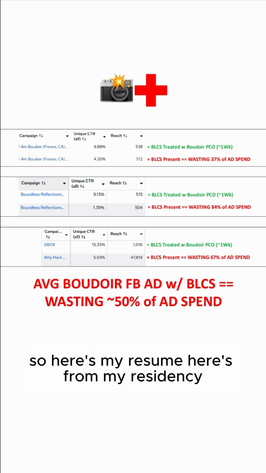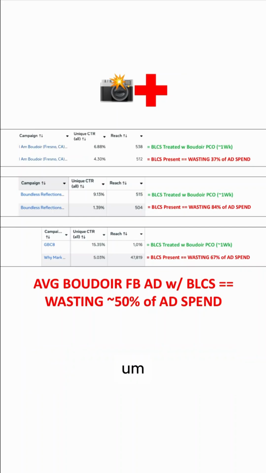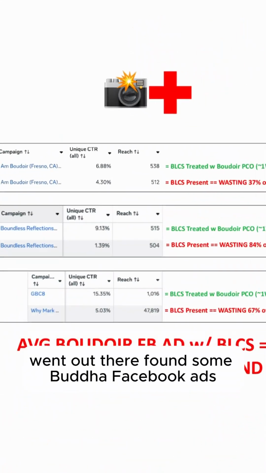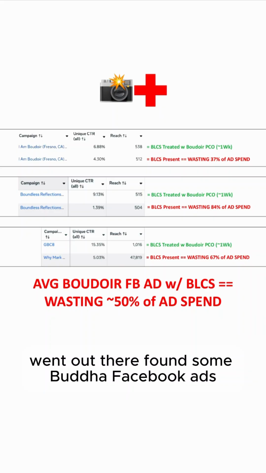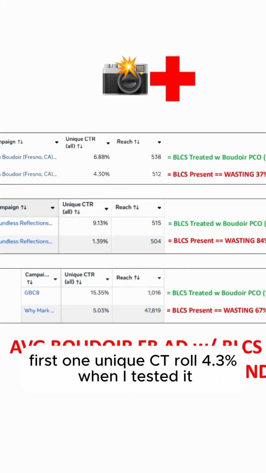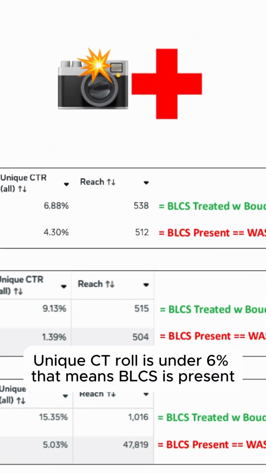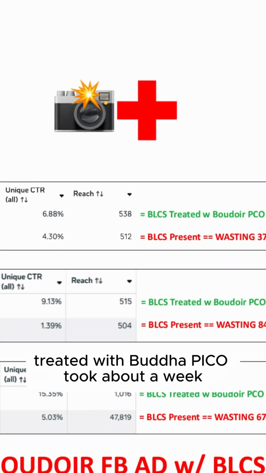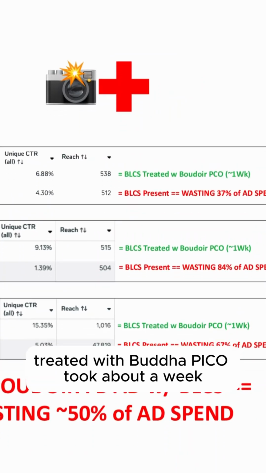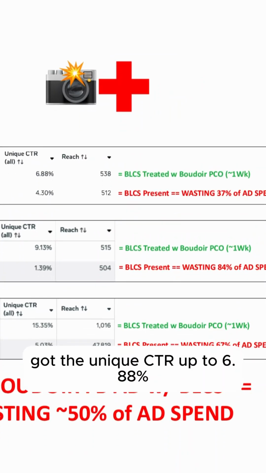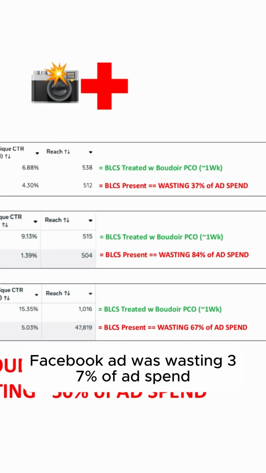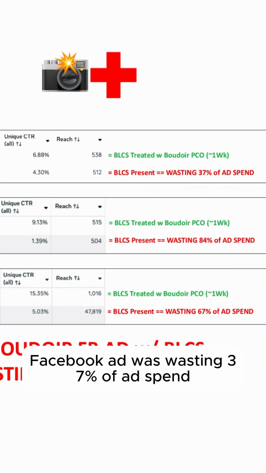So here's my resume, from my residency. I went out there, found some Boudoir Facebook ads, and brought them back to the hospital. First one, unique CTR all 4.3% when I tested it. Unique CTR all is under 6%, which means BLCS is present. So we duplicated it and treated it with Boudoir Pico. It took about a week, and we got the unique CTR all up to 6.88%. So we found out the original Boudoir Facebook ad was wasting 37% of ad spend.